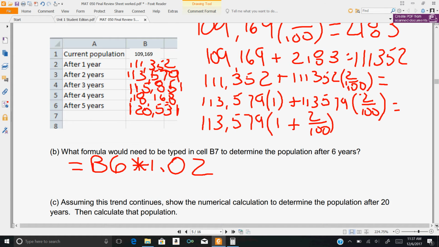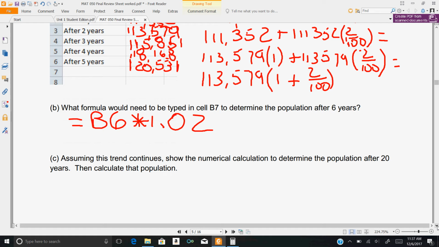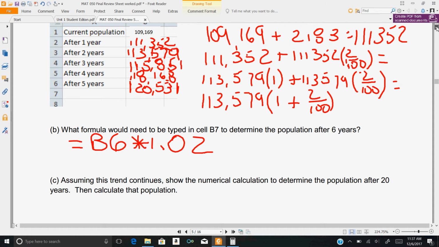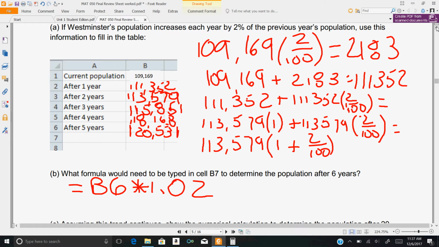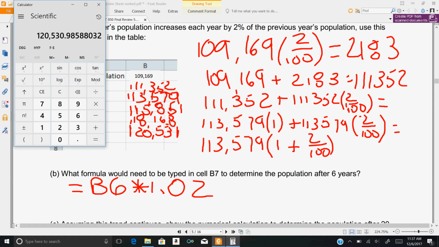In question C, assuming the trend continues, show the numerical calculation to determine the population after 20 years. And if you'll notice, I started out showing how to do the calculation the long way, just so you could see the thought process. But I could have just multiplied by 1.02 every time. If I take 109,169. Let me just start over.